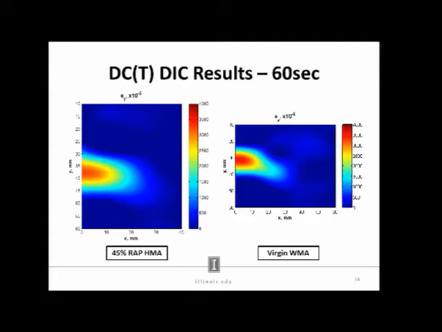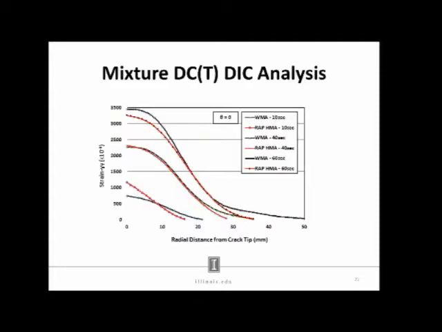And again, same type of deal with 60 seconds. And then I plotted radial distance from the crack tip. So essentially, if this is the crack tip, I just plotted on a theta equals 0 line what the strains were in the y direction at different times. So whether that be 10 seconds, which was immediately after the peak load, or at 40 seconds or 60 seconds.